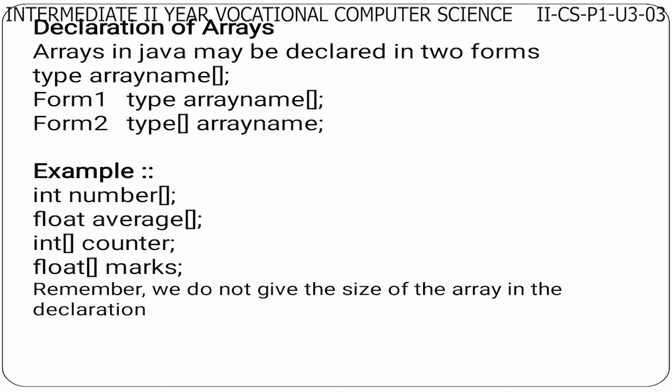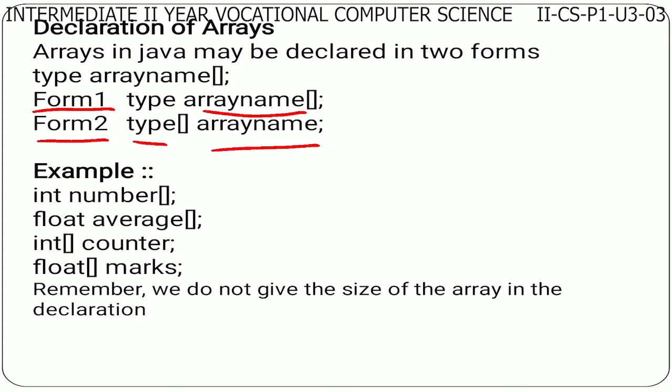Arrays in Java may be declared in 2 forms, Form 1 and Form 2. So coming to Form 1, we are writing type. Type is here data type, space, array name, brackets, semicolon. Again Form 2, data type, brackets, space, array name, semicolon. So you can use any one, Form 1 or Form 2 to declare the array.